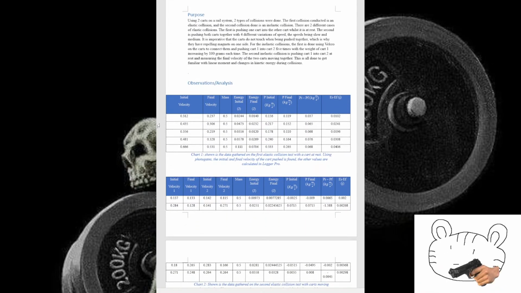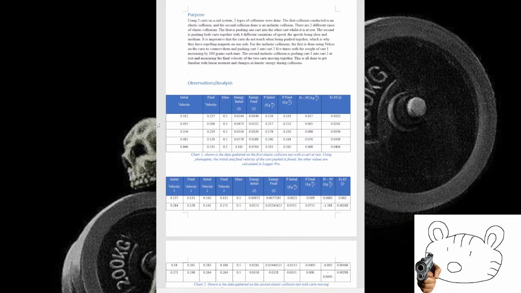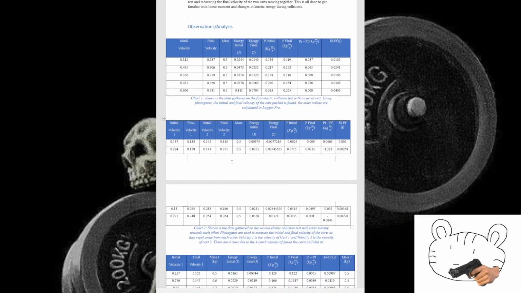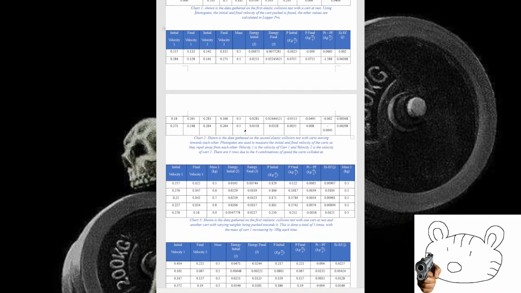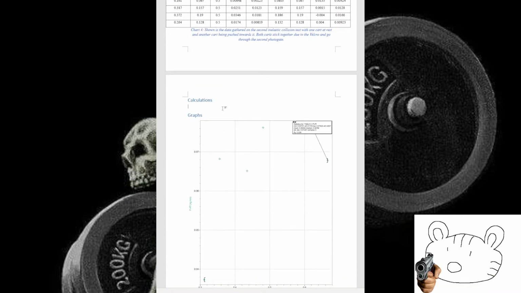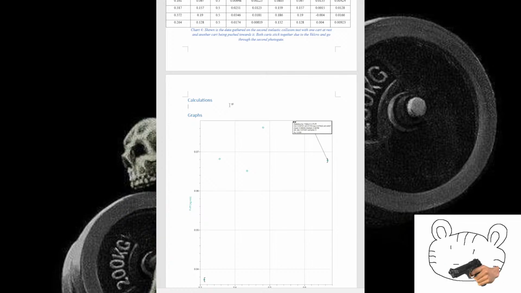Observation slash analysis, you just put your data. It's always safe to add descriptions of what it is, in case the person marking it or viewing your lab report questions something you did. Well, everything's there, right? You can't get mad at me. Yeah, so here's a couple of things. Of course, this isn't a very good one. Calculations: I didn't put any calculations yet because this lab doesn't really need any.